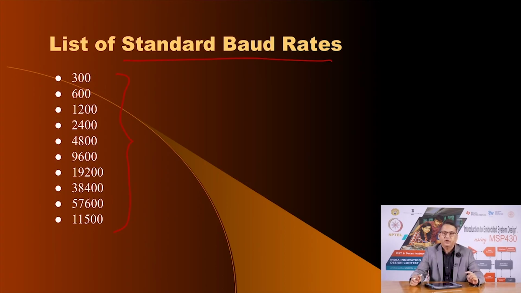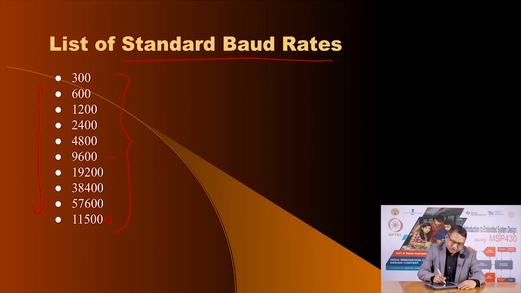There is nothing wrong with that. But if you want to communicate with existing devices, then these are the standard baud rates that you must choose from: 300 bits per second, 600 bits per second, so on and so forth. If you see, there is a factor of 2 as you go down this list, the number of data bits per second doubles, and the maximum bit rate you can get is, there is a 0 missing here, 115,000.